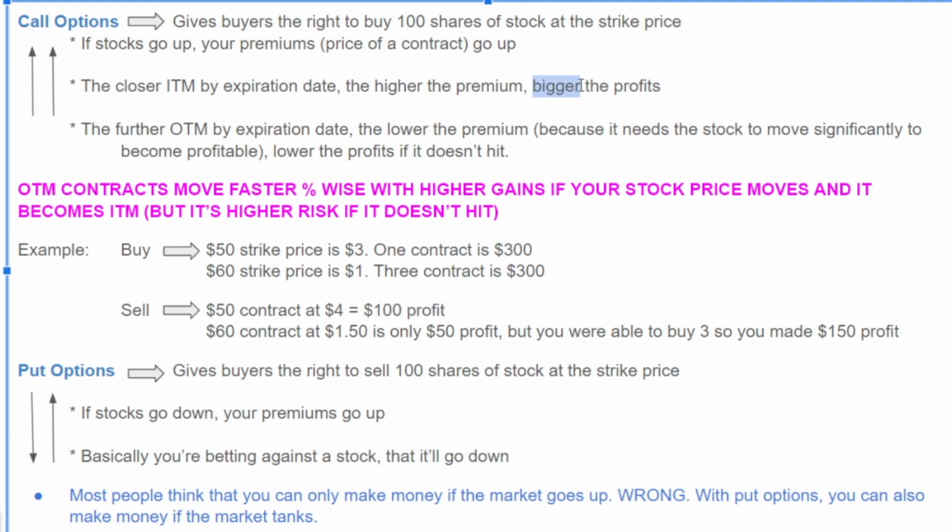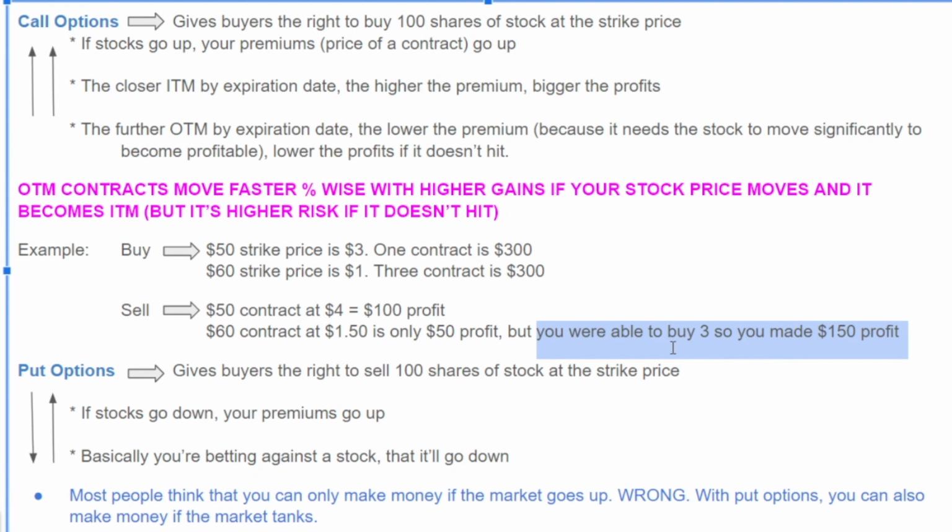But let's say you buy further out of the money contract, a $60, and it's a cheaper premium, so you bought it for $1. Since it's only $1, you can get 3 contracts for $300. And when you sell it, you only make $50 profit per contract, so less than this one, 50% less. But since you have 3 contracts instead of 1 contract, you make $150 profit.